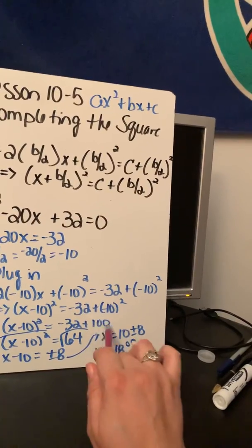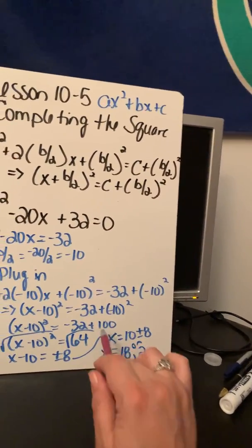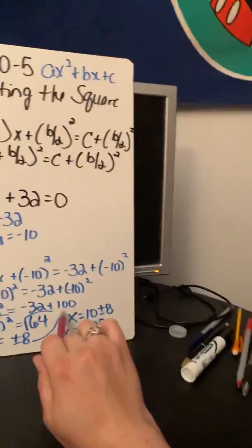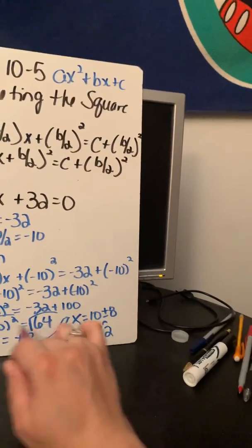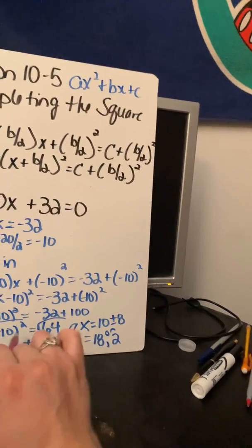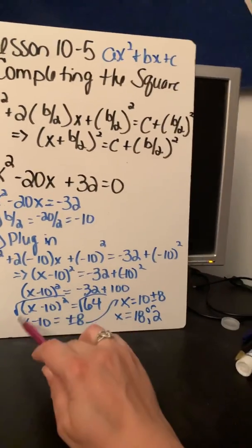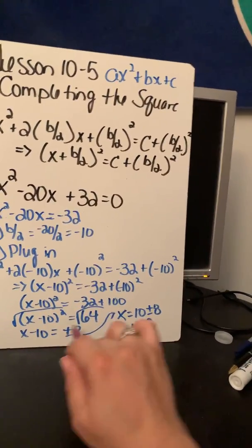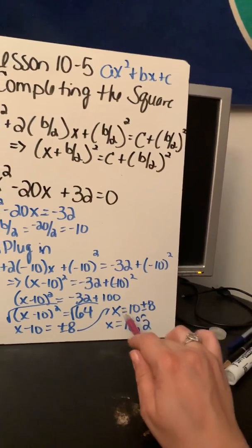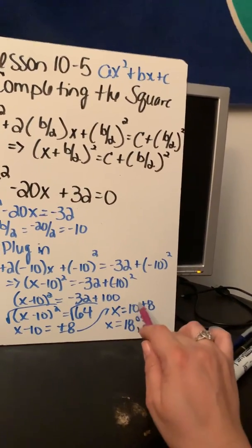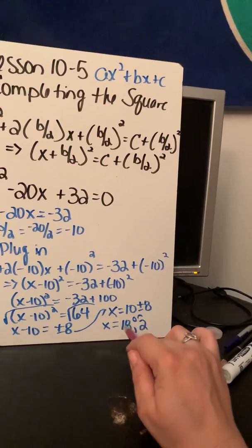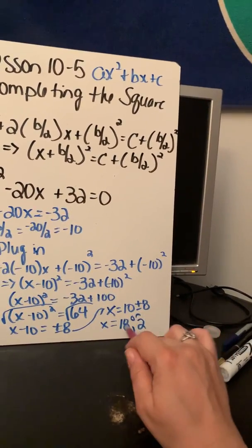Square that negative 10, you get 100. Remember, 2 negatives squared equals a positive. Add them, get 64. Then you take the square root. Whenever you take a square root, you do a plus or minus. So you have x minus 10 equals plus or minus 8. Add your 10 over. Notice I put the 10 out front. 10 plus or minus 8, so it'd be 10 plus 8, or 10 minus 8, 18 or 2.